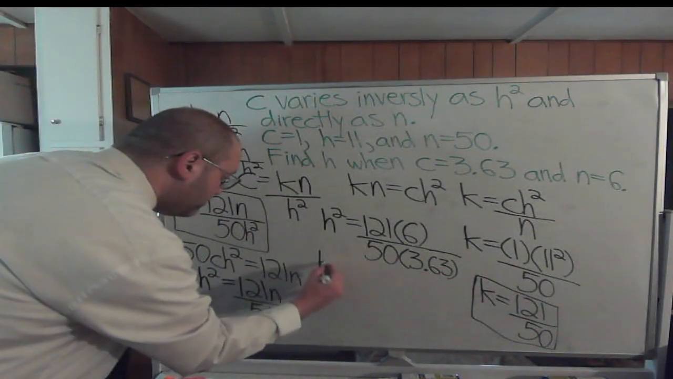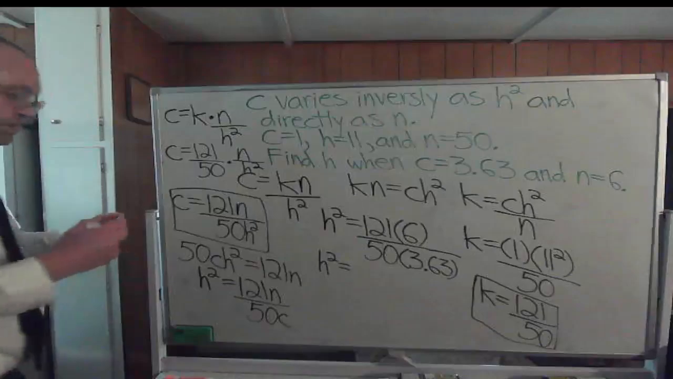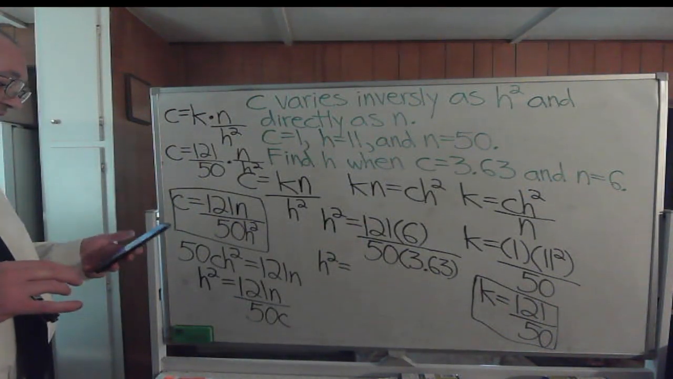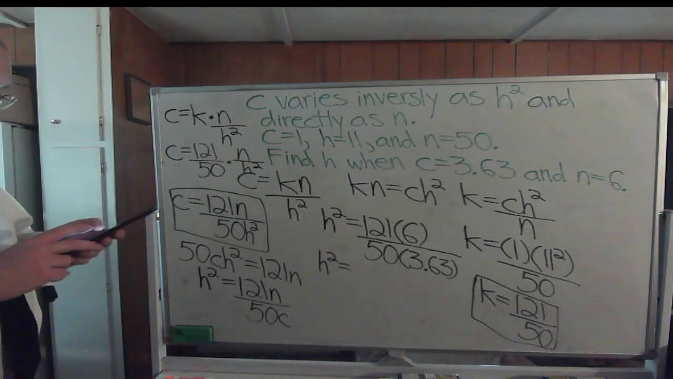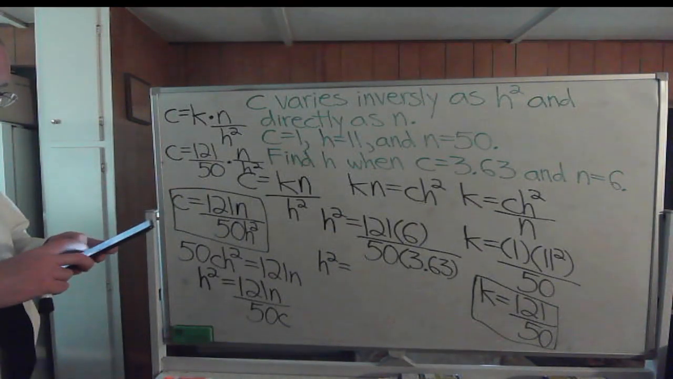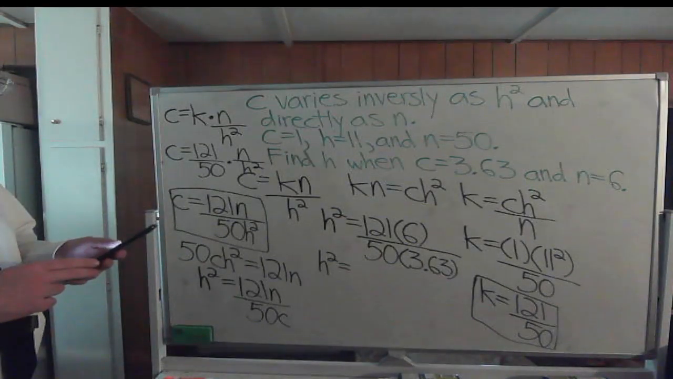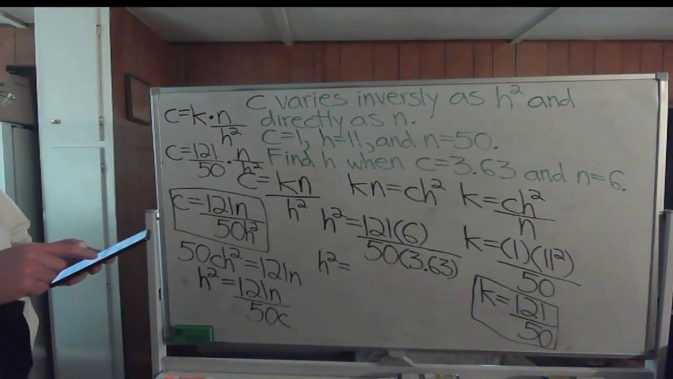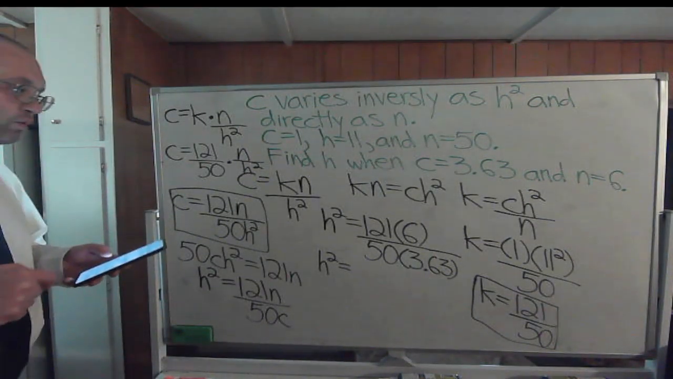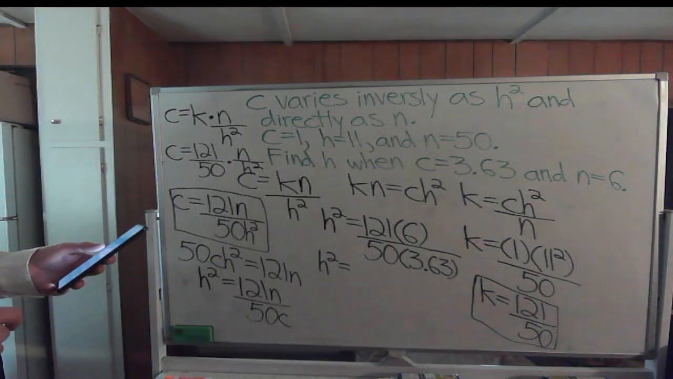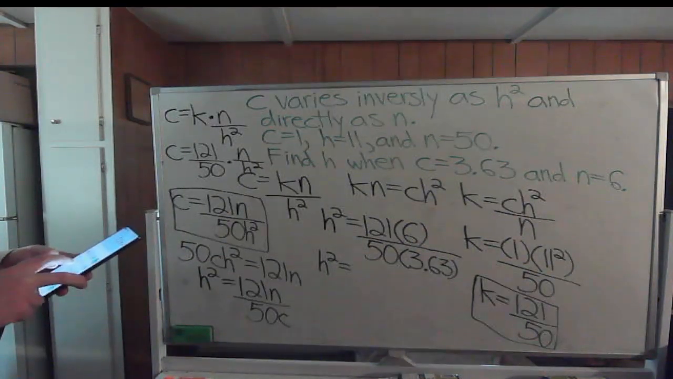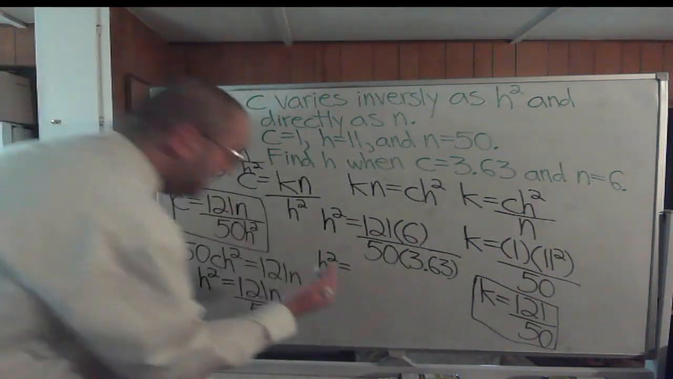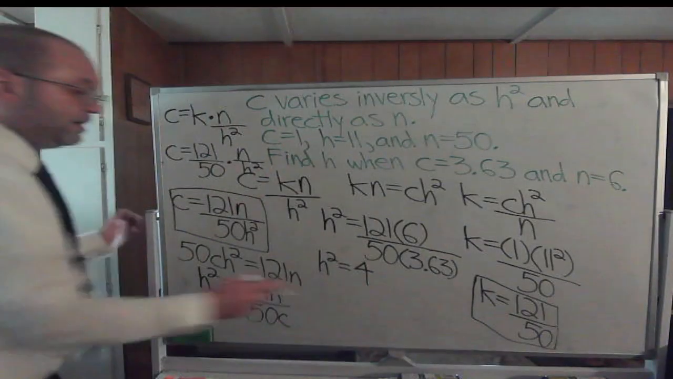Now we'll get h squared. We're going to work through the results of this, and we're going to take the answer to 1 decimal place ultimately. So first I'm going to do 121 times 6, which gives me 726. Then we have 50 times 3.63, which is 181.5. So we take 726 divided by 181.5, we get exactly 4. Okay, we get an exact number. So we get h squared equals 4.